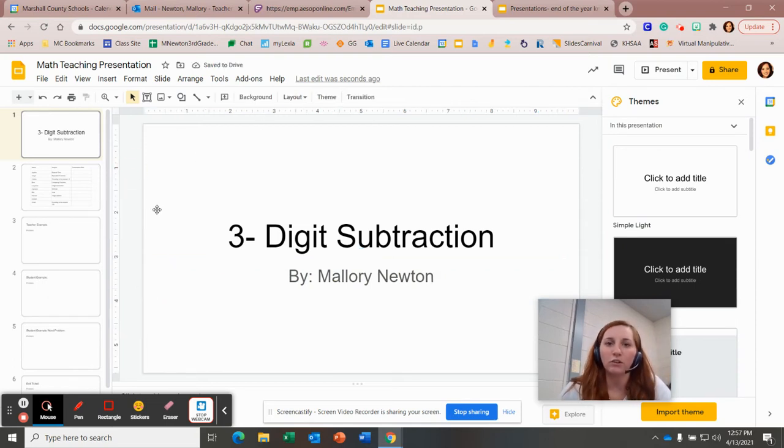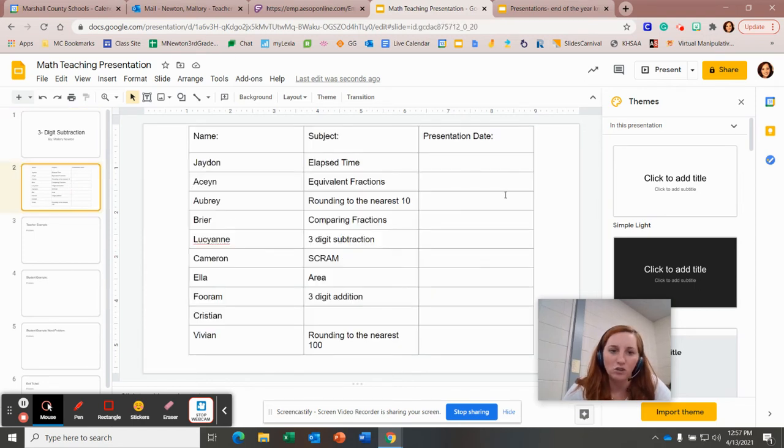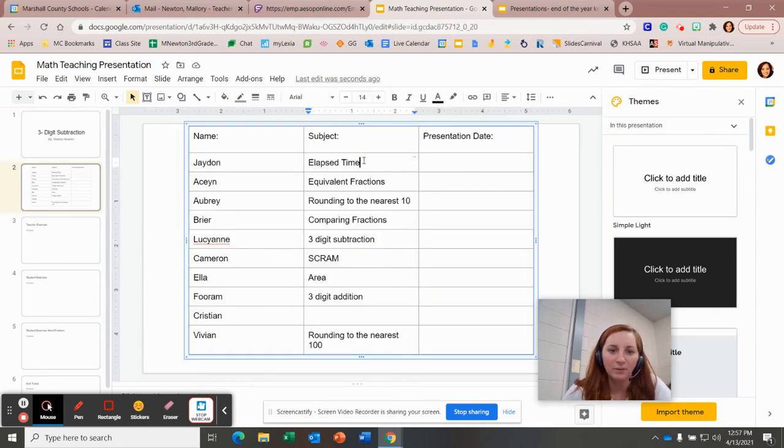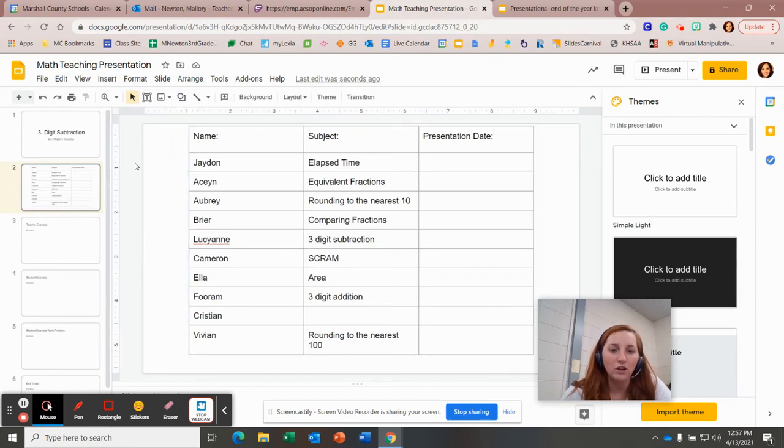Say you don't know what you're supposed to teach, or you signed up, but you can't remember what you signed up for. Well, here is the chart. Okay, Jaden, you were teaching elapsed time. Asen, you're teaching equivalent fractions. Aubrey, you're teaching rounded to the nearest 10. Briar, you're teaching comparing fractions. Lucianne, you're going to teach 3-digit subtraction.